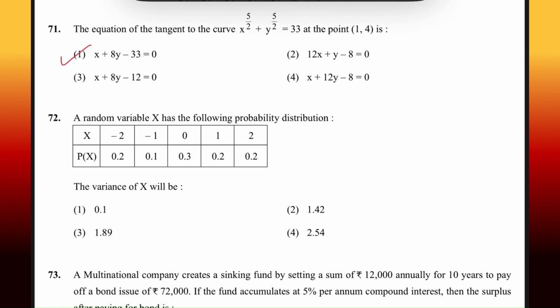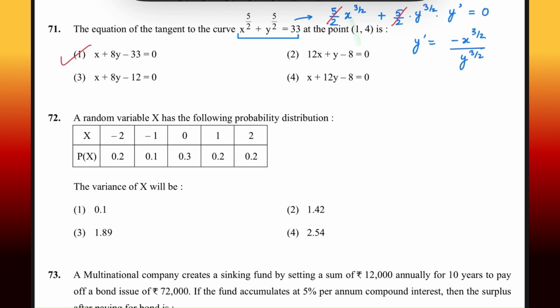But again, if you need to find the derivative, the slope, and then find the tangent, how will you do it? First we differentiate both sides with respect to x. That gives you 5 by 2 x to the power 3 by 2 using the power rule, plus 5 by 2 y to the power 3 by 2, and then y dash using the chain rule, equals 0. You can take 5 by 2 common and it will cancel out. So what is y dash? Y dash is finally minus x to the power 3 by 2 over y to the power 3 by 2.